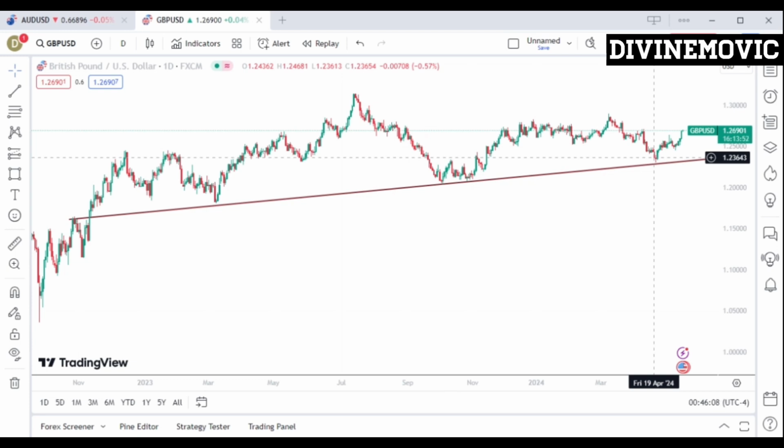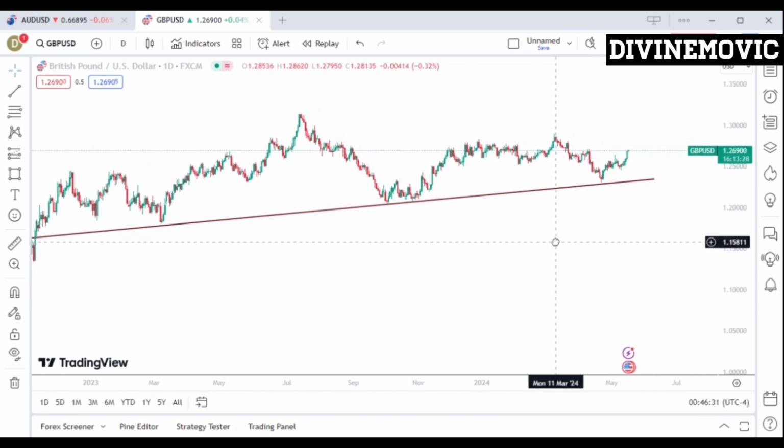Now, since price is on the support level, it simply means that price is bullish. And if price is below the support level, it simply means that price is bearish. And currently here, price is above or sitting on the support level, telling us that price is bullish. So what I'm going to be looking for is buys. Is that clear? Yes, it's clear.